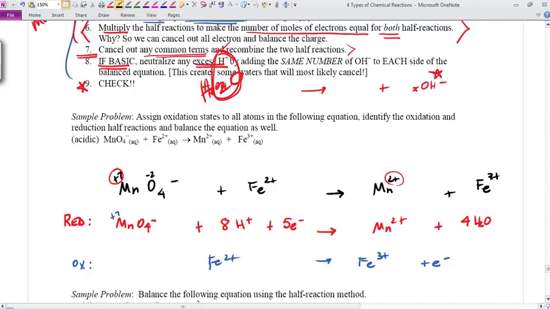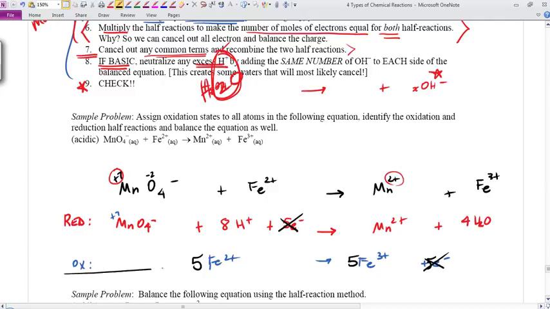How are we going to get rid of them? I got 5 in the reduction half and only 1 in the oxidation half, so I need to multiply everything here by 5 so that I can do that. That's the goal of that game.